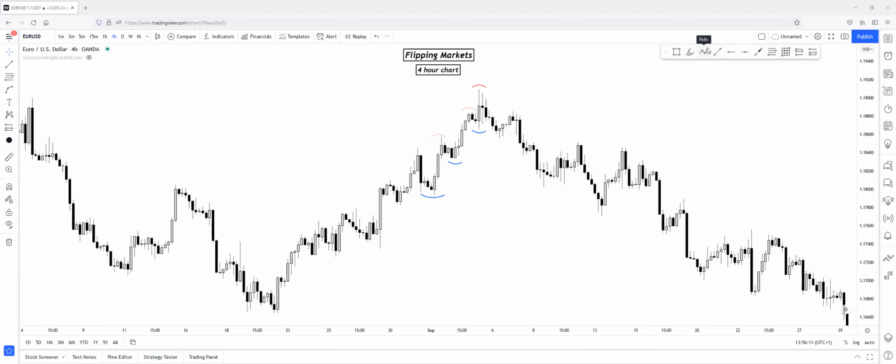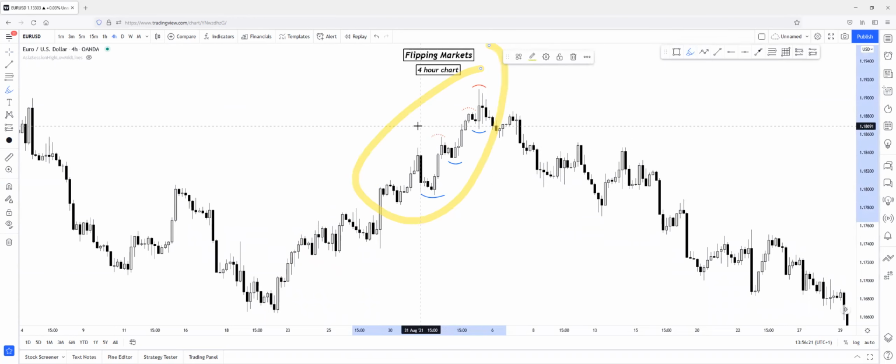Okay, so let's do a live example. As you can see in this region, price is moving in an uptrend, creating a series of higher highs and higher lows, breaking structures to the upside, respecting the structural lows. So let's focus on this region first.